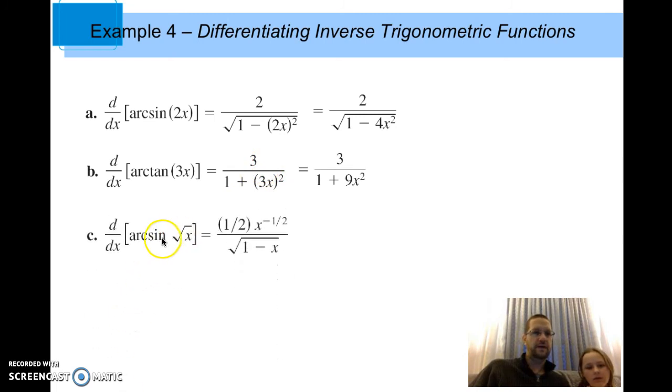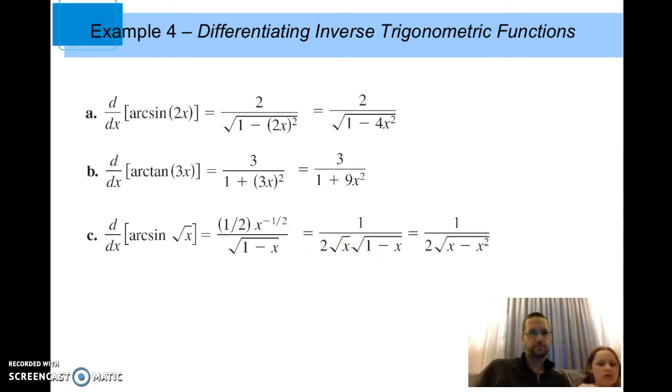All right, now I've got my sine again with a more complicated input. So I'd have 1 over 1 minus my x squared. But squaring my square root gives it no power. And then my chain rule up top would be my 1/2 x to the negative 1/2. So cleaning up that complex fraction and negative exponent. And a lot of people don't like this root times a root, so they'll multiply through.